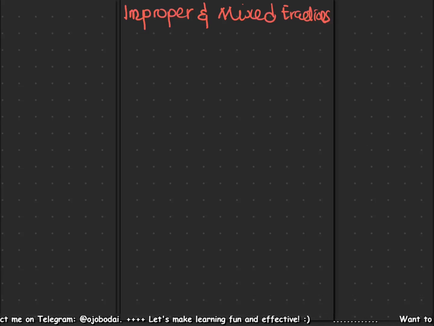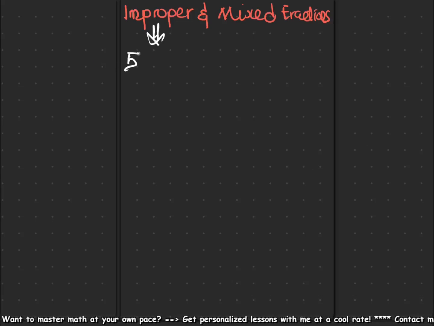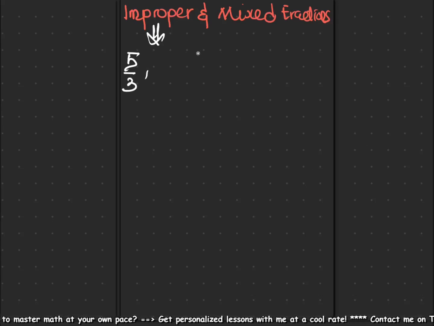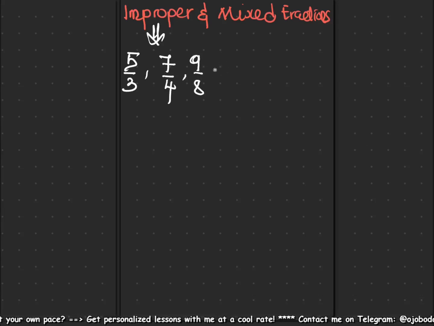When we talk of improper fractions, they are fractions whose numerator is greater than the denominator. Those are improper fractions. Some examples are 5 over 3, and then 7 over 4, easy. And then some examples also as 9 over 8. For these, you can see our numerators, the ones on top, are bigger than the denominators. Hence, we say they are improper fractions.